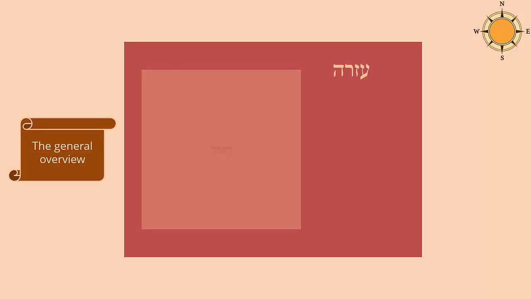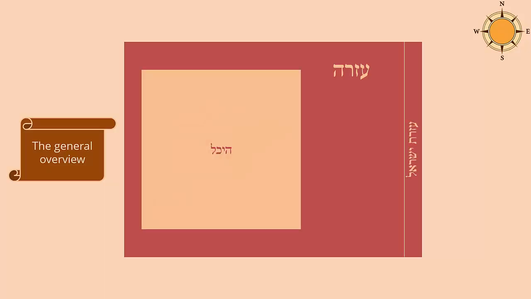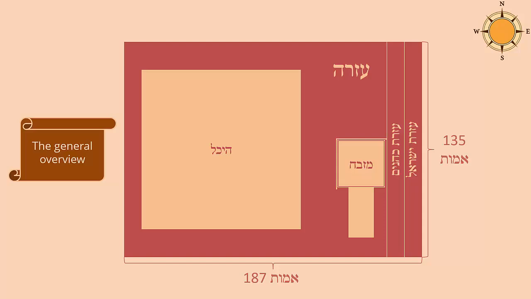So in the Azara, we have the Heichel. We have an area called the Ezras Yisrael, another area called the Ezras Kainim, and we have the Mizbeach. Now there are also other things here in the Azara, but this is just a general overview. Let's move along to see the size of the Azara.